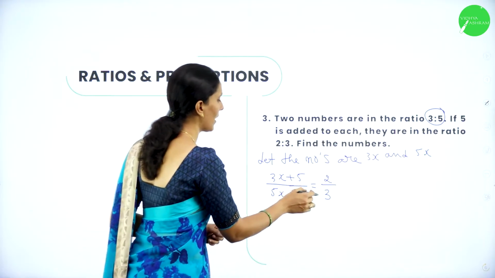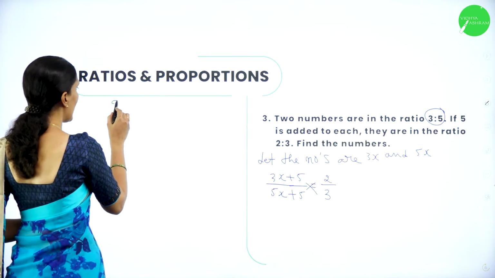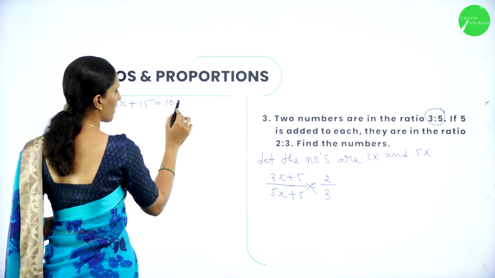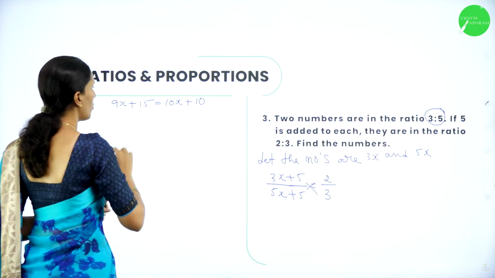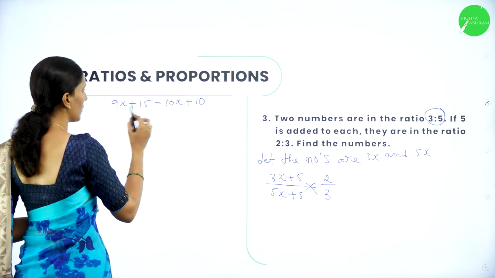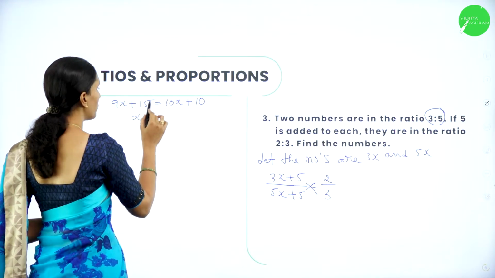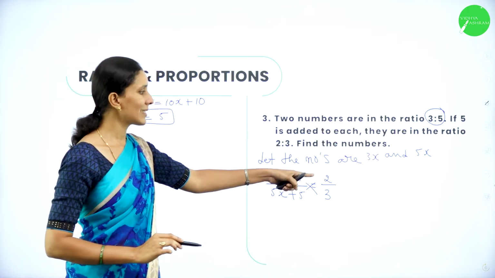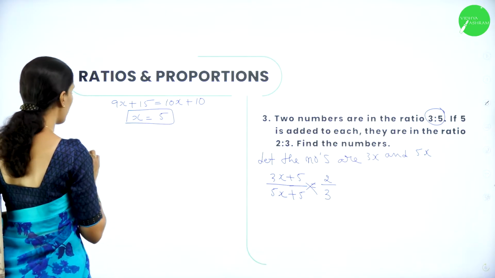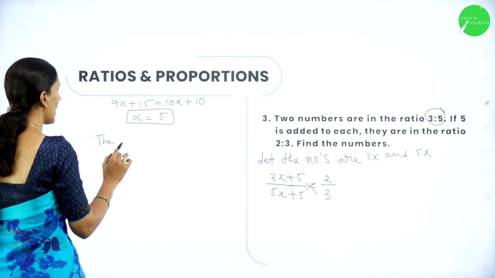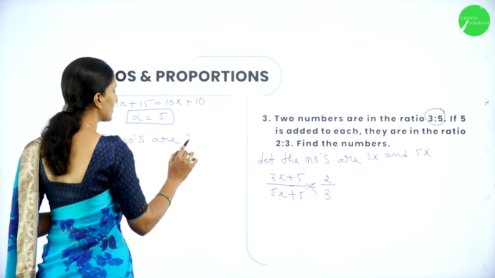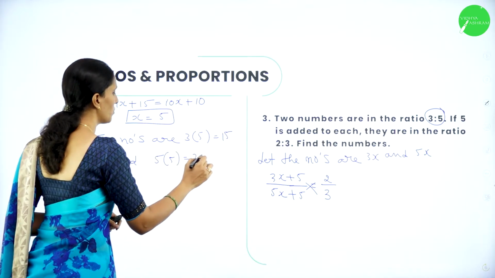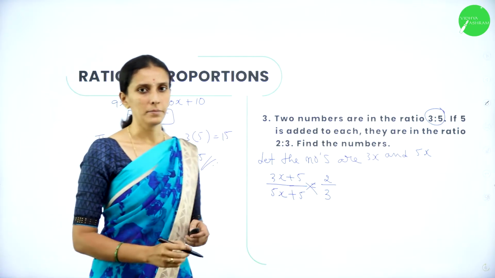So let me cross multiply these two. What will I get? 9x plus 15 is equal to 10x plus 10. So when you solve this for x, you will get x is equal to 15 minus 10, 5. So x is equal to 5 you got, but what are the numbers? One number is 3x and the other number is 5x. So multiply with x. Therefore the numbers are: one is 3 into 5, which is 15, and 5 into 5 is equal to 25. So these are the two numbers.